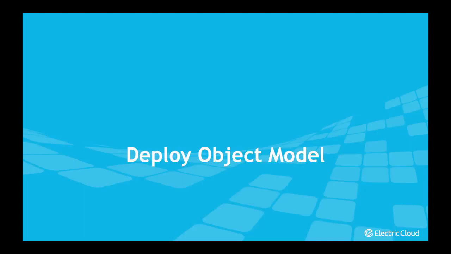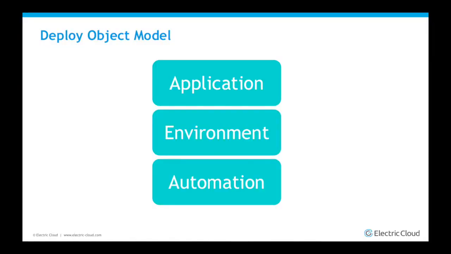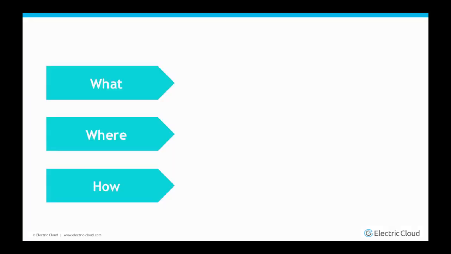Let's get started. ElectricFlow Deploy makes deployments manageable, reproducible, and error-proof by modeling the application, the environments that it will be deployed to, and automating the workflow needed for deployment. We can break this into the what, the where, and the how of your application deployment.